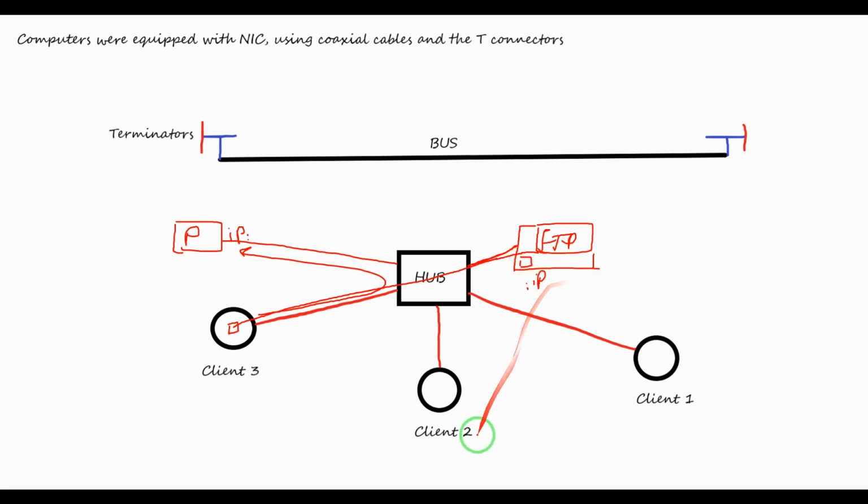So if client 2 wants to see the data from client 3, he would simply search for the IP address of the FTP server, and his data would go through the FTP server, and he could see the data that was stored earlier by client 3. So it's actually centralized now, and well, that's the most common usage of our network today.